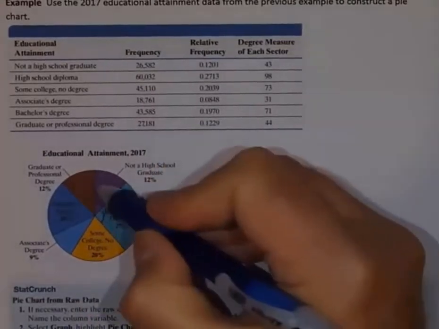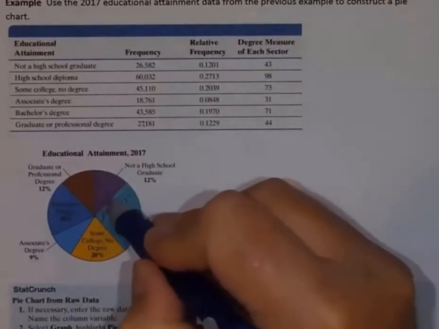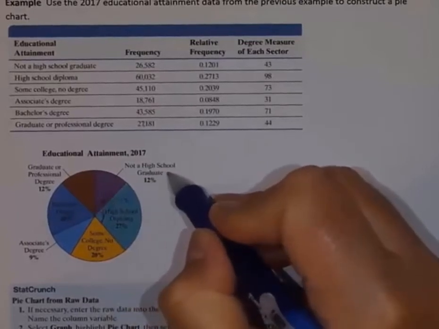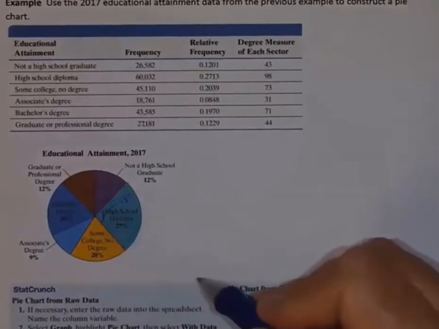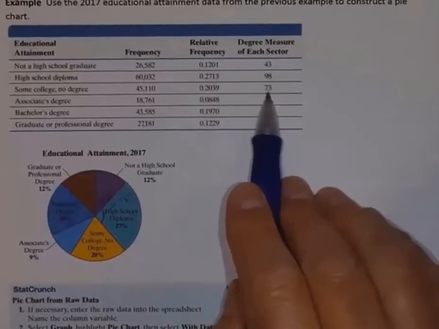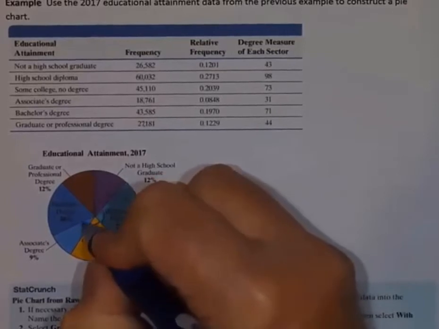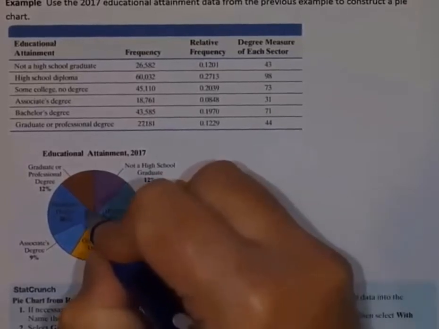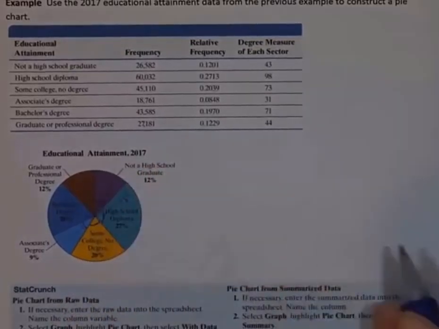So if we had to do this by hand, we would start with this line, measure a 43-degree angle, and that would represent not a high school graduate. Then from there, a 98-degree angle, that would represent high school diploma, and so on. If I take 0.2039 times 360, that's going to be about 73 degrees. So this angle is about 73 degrees. And 31 degrees would be this angle. And 71 degrees would be this angle. And 44 degrees would be this angle. So that's how a circle graph is constructed if you had to do it by hand.